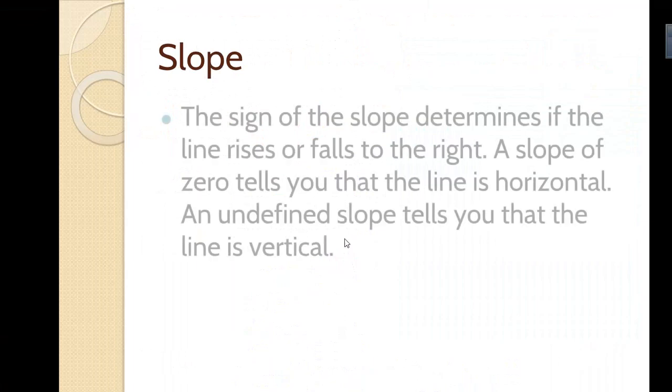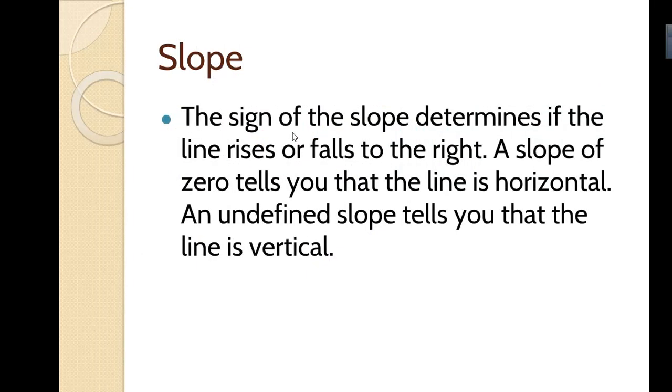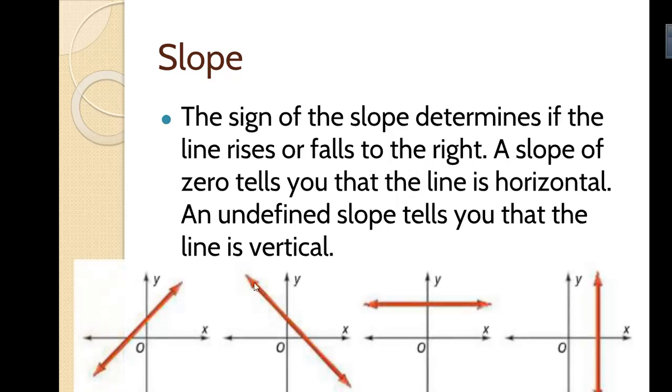If we look at the sign of the slope, it helps determine whether the line is going to fall or rise to the right. Just like you read a book from left to right, you read a graph from left to right. This is true whether it's a quadratic equation or a cubic equation or just a line. A slope of 0 tells you that the line is horizontal, and an undefined slope tells us that the line is vertical. So here we have a chart to help us remember.